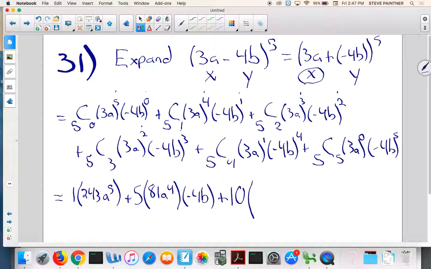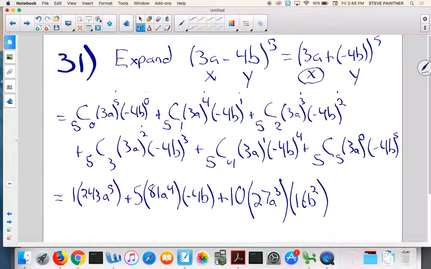So we have 10, 3a to the third, so that's 27a cubed. Negative 4b squared, so that's 16b squared. That's our next term.